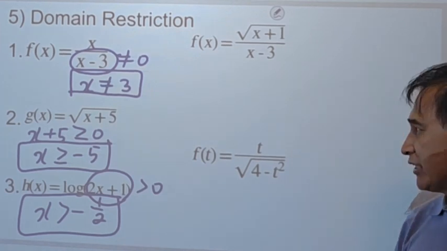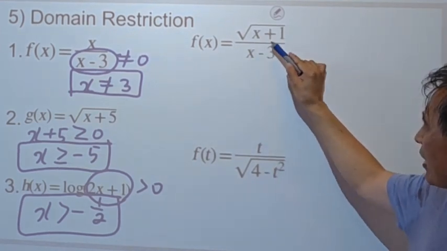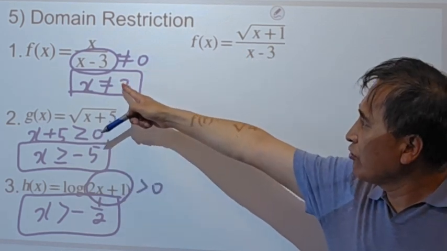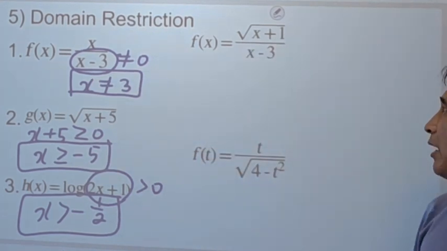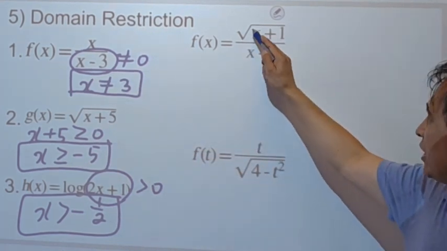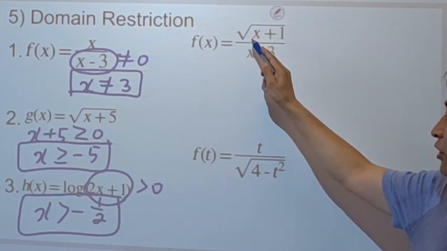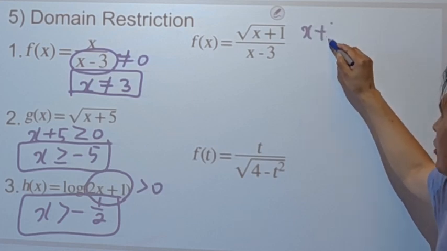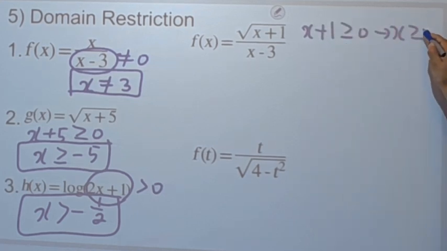Okay, so let's practice. This function right here has denominator x minus 3. So that's a rational function restriction: the denominator cannot be 0. But I also see a square root on top in the numerator. That means x plus 1 inside the square root should be bigger than or equal to 0. So let's apply that first. x plus 1 should be bigger than or equal to 0, that means x should be bigger than or equal to negative 1.